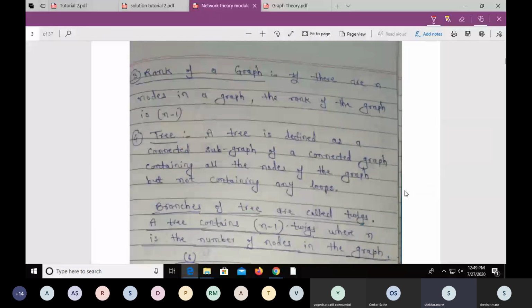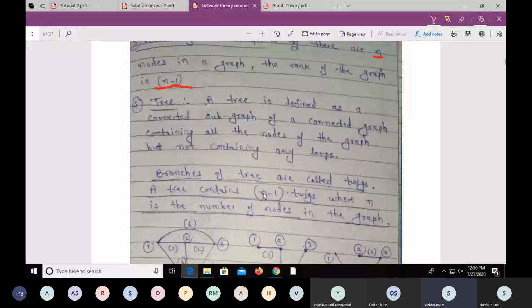Now next concept is rank of graph. If there are n nodes in graph, then rank of graph is n minus 1. Such questions can be asked in quiz. If there are n nodes, then what is the rank of the graph? Options are given. Then this is the formula. If there are n nodes, then the rank of the graph is n minus 1.